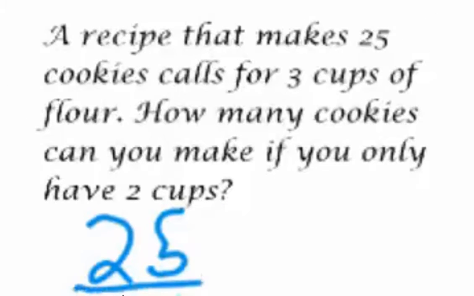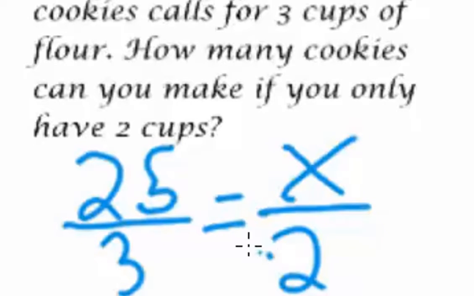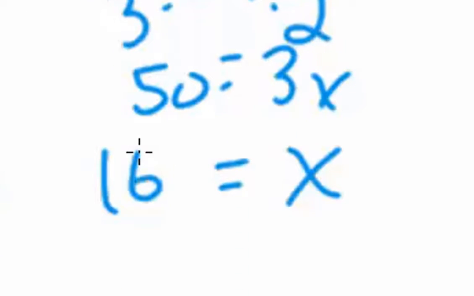Another example, a recipe that makes 25 cookies calls for 3 cups of flour. But you only have 2 cups. How many cookies are you going to be able to make? So 25 cookies is in the ratio with the 3 cups. X, the cookies, I don't know how many I'm going to make, over 2, the amount of flour I have. So 2 times 25 gives me 50. The 3 times the x gives me 3x. I'll divide both sides by 3 and I'll get x equals 16.6. So I'm going to have about 16, 17 cookies I'll be able to make with that flour.